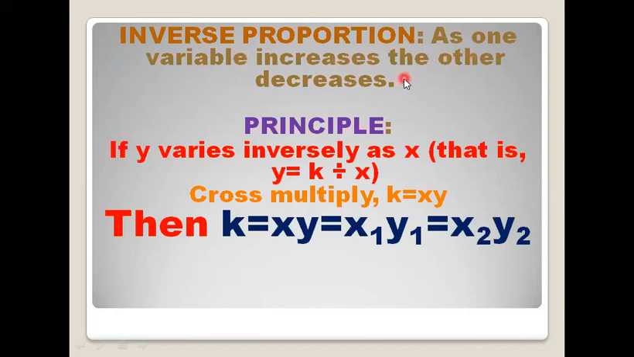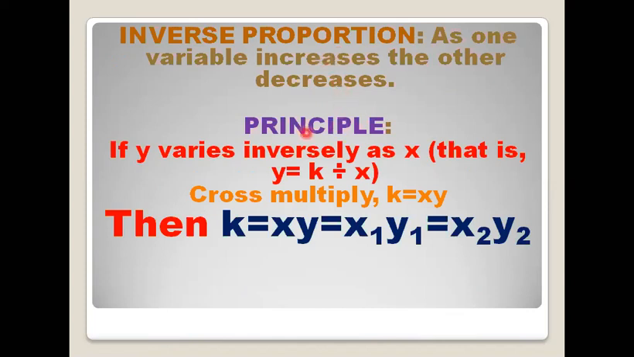So that's why it's called inverse. It's indirect, as one variable, which is the independent variable, increases, it causes the dependent variable to decrease. So you can see the first one is increasing while the other one is decreasing. So that is what we call inverse proportionality.